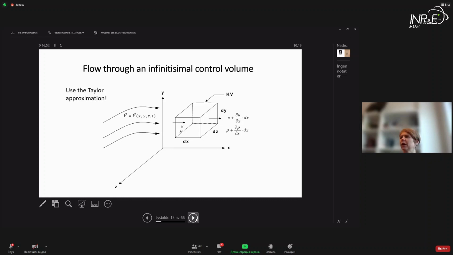How do I express, for example, the velocity component in the x direction? How do I express density? The only thing I know is that these are continuous functions which are well behaving. That means they do not explode, they don't go to infinity, they don't have discontinuities. So what I am going to do is the oldest trick in the book.